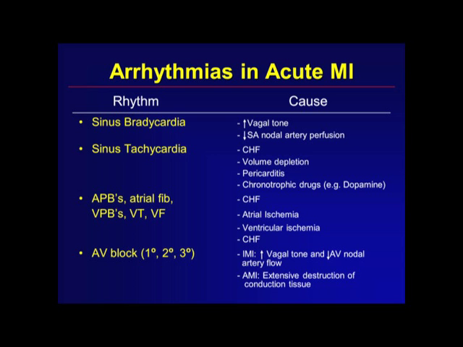If they have pericarditis, they can get tachycardia from the pain. They might be tachycardic because they're on a drug that's driving their heart rate, like dopamine or dobutamine. Atrial arrhythmias like atrial fibrillation can be affected by atrial ischemia or ventricular ischemia or heart failure. Atrial premature beats, atrial fibrillation, ventricular premature beats, ventricular tachycardia, ventricular fibrillation. These two are the real dangerous rhythms. You're going to learn about them this month.